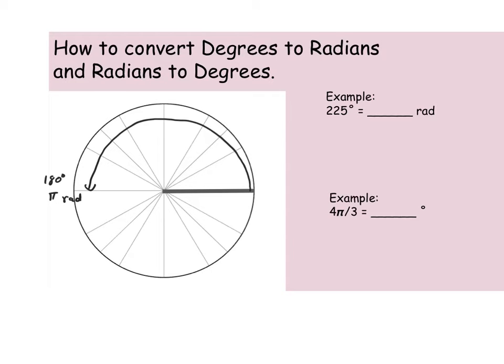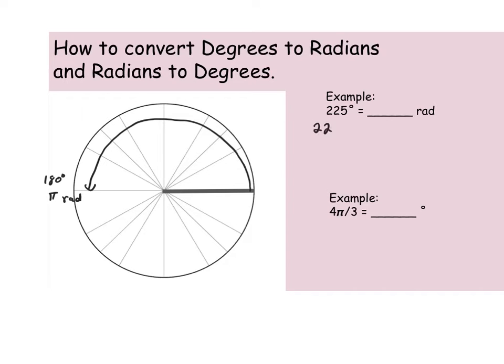So if we use the fraction 180 degrees over pi radians, or pi radians over 180 degrees, we can use that factor to multiply either degrees and convert them to radians, or radians and convert them to degrees. So let's start with the example of 225 degrees if we want to do that in radians.